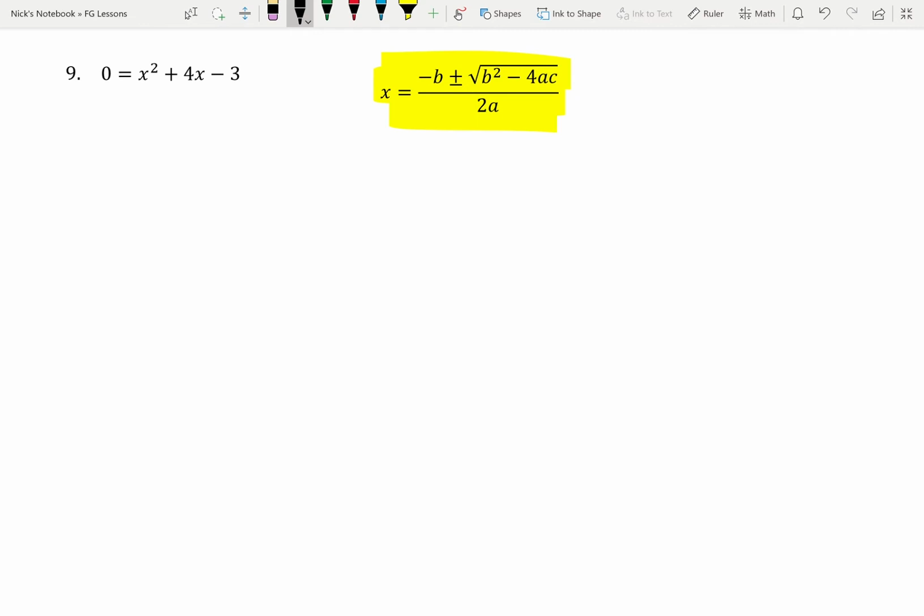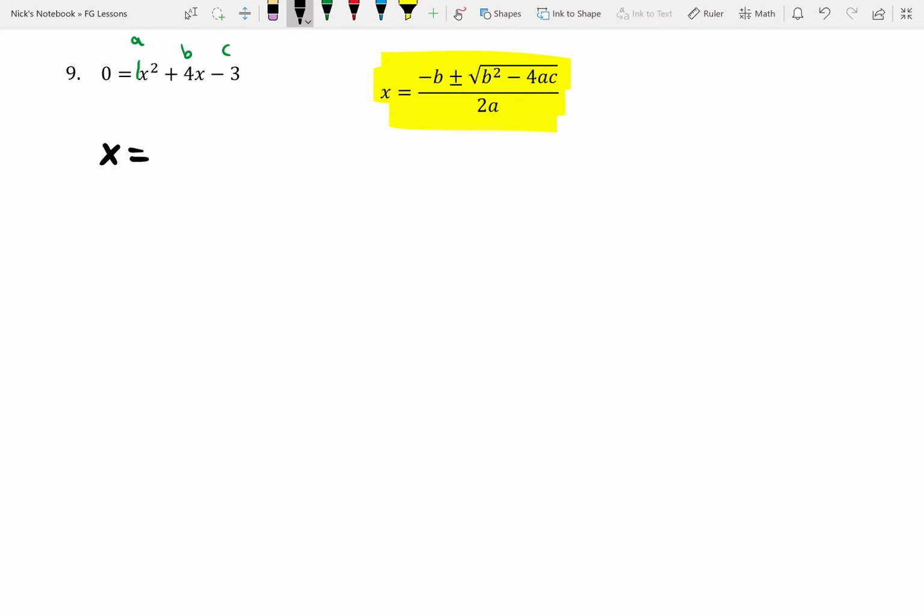Okay, so let's first identify what our A, B, and C are. A is our first one, so that's 1, B is 4, and C is negative 3. Now all we've got to do is plug it into our quadratic formula.